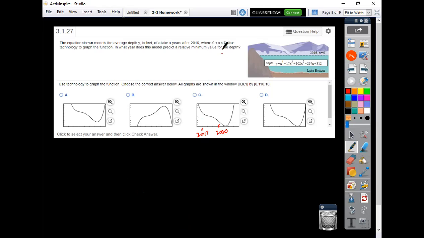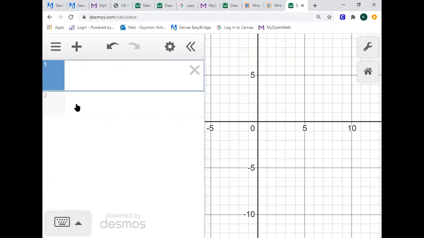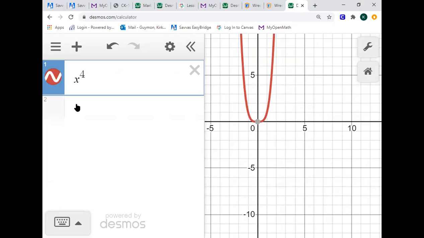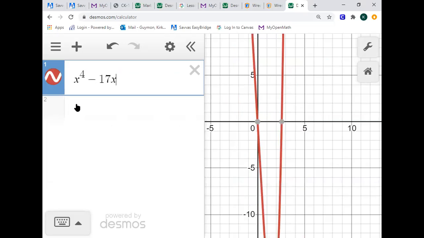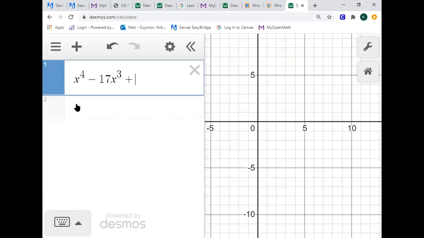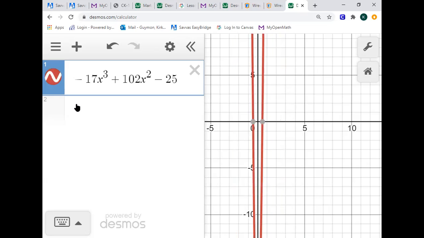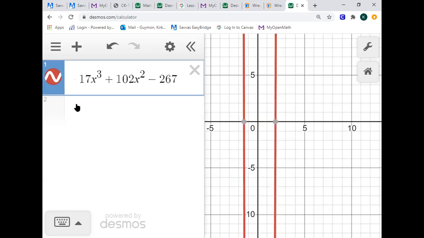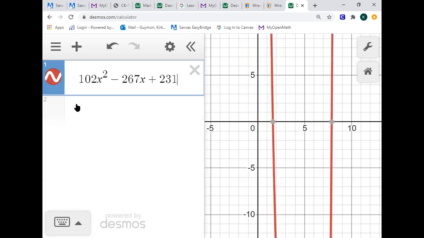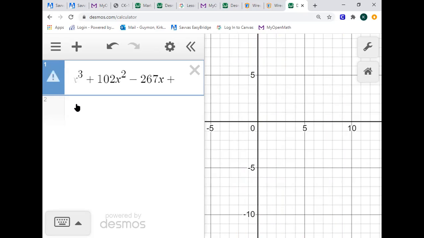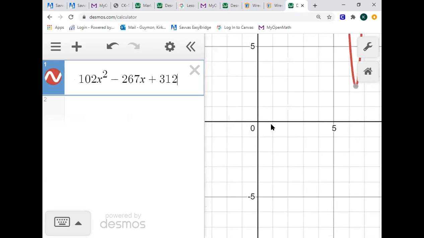And then hop on over again to whichever graphing utility you want. If you have a graphing calculator, use it. I'm just using Desmos because I can share that screen with you so you can see what I'm doing. And x to the 4th minus 17x to the 3rd plus the 102x squared minus the 267x plus your 312.